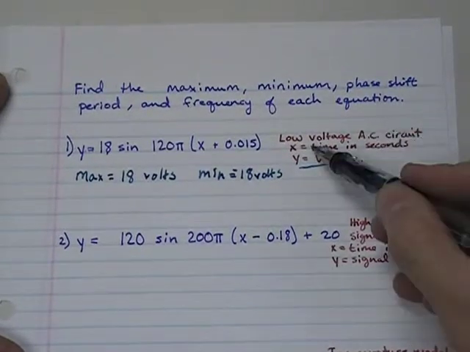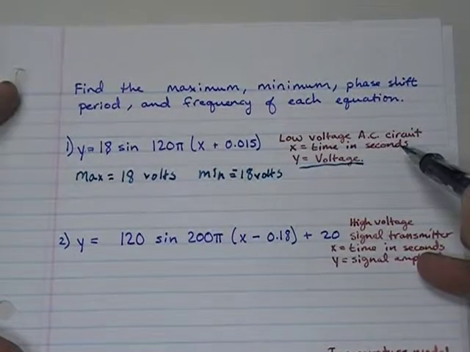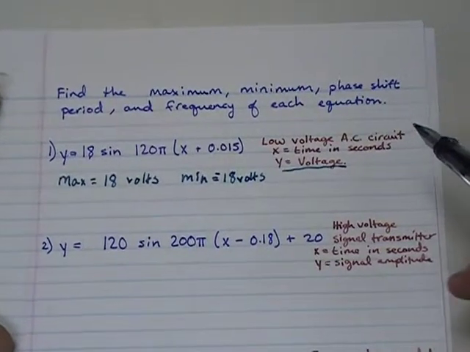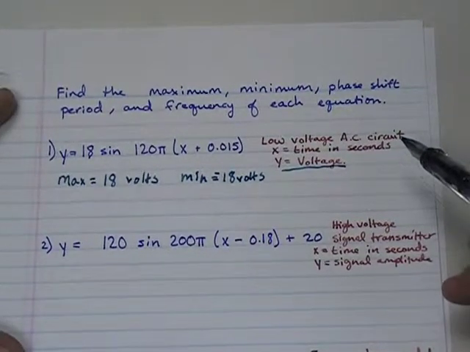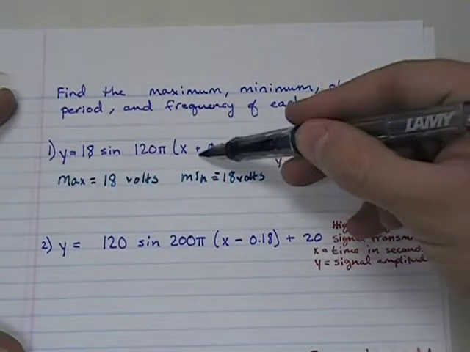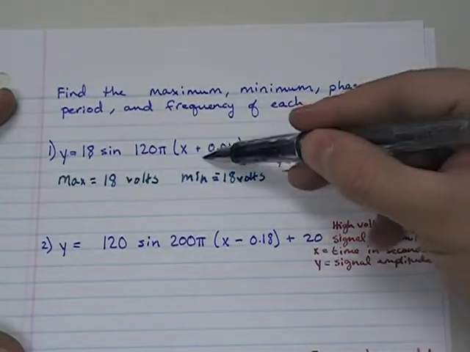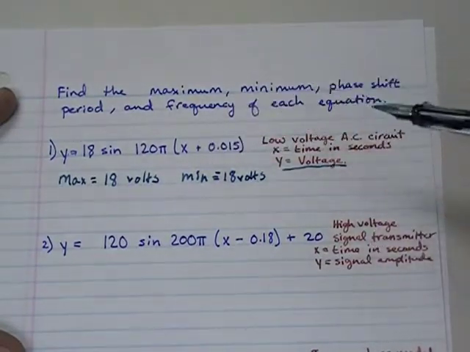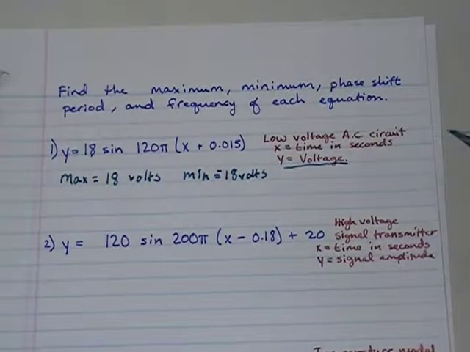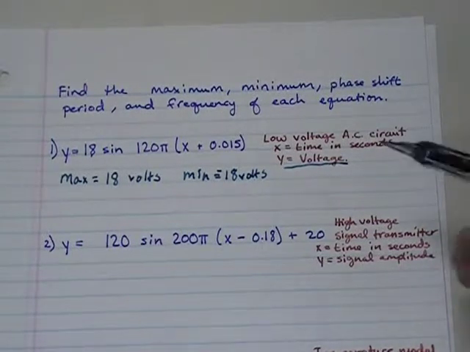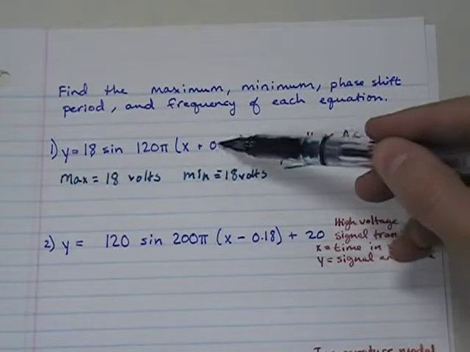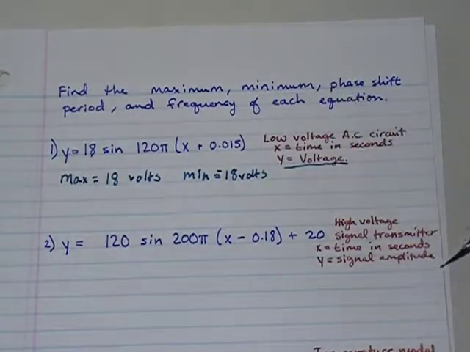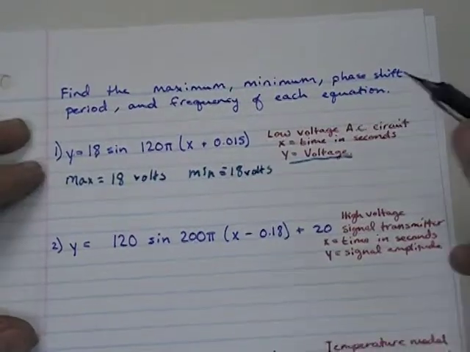Now, we're told that X is time in seconds, and so what you want to look for is the horizontal shift. Where is the horizontal shift in this function? And it's right here. This is the horizontal shift right here. 0.015. And it's added. And what do we know about horizontal shifts? Horizontal shifts are always backwards. So what that means is my brain says to me, oh, it's plus 0.015, that means it's to the right. It's always backwards. And so what does this mean? This means it's 0.015 seconds to the left.